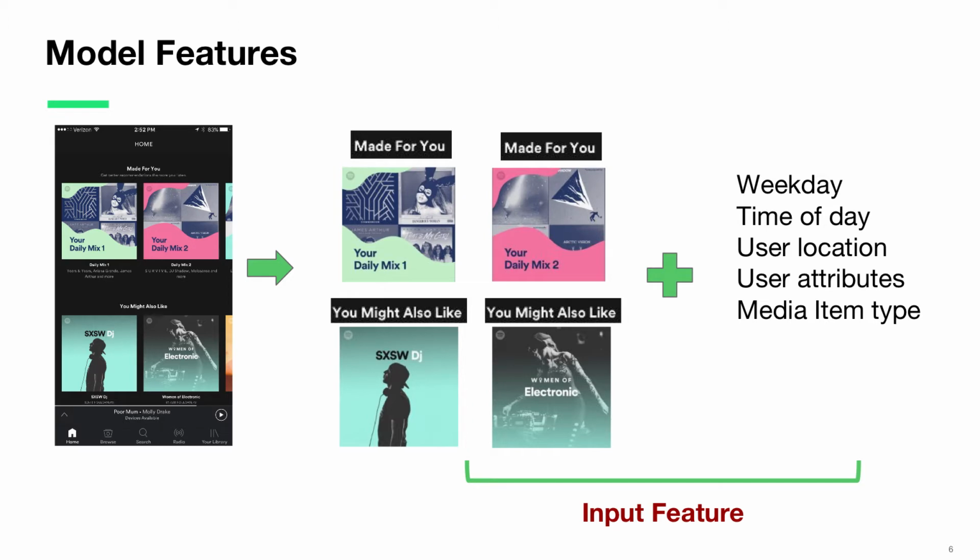At the very base level, the types of model features that we're going to need are just the shelf name and the media item URI. We'd also like to add some additional contextual information, such as the weekday, the time of day, user location, user attributes, and media item type.